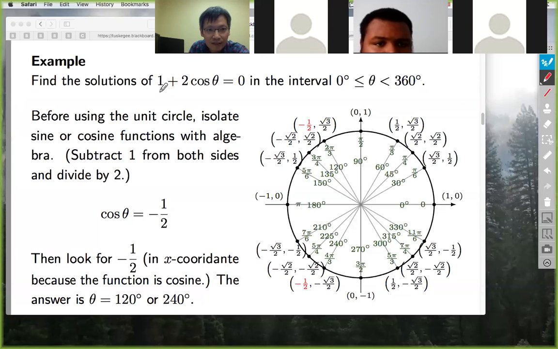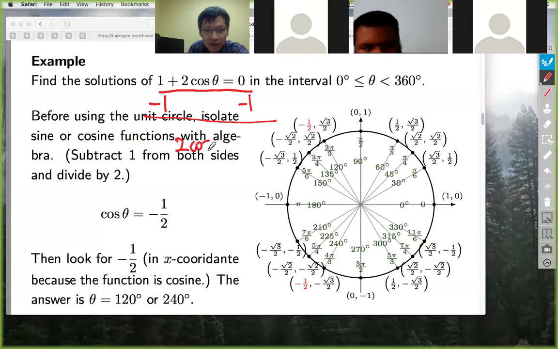So this is a linear type. The first thing to do is to convert this into the basic type. You want to have just a single sine function or cosine function or tangent, whichever it is, on the left, and move all the numbers to the right side. So what you do is subtract 1 from both sides first. Then 1 minus 1 gives you 0. So 2 cosine theta equals 0 minus 1.